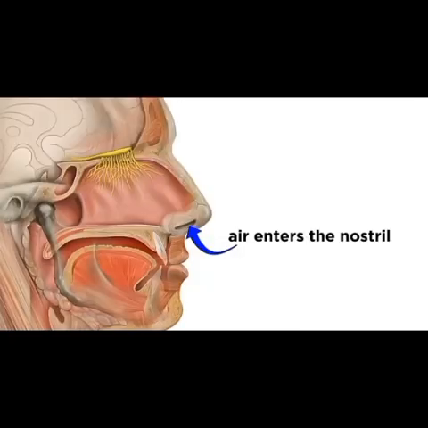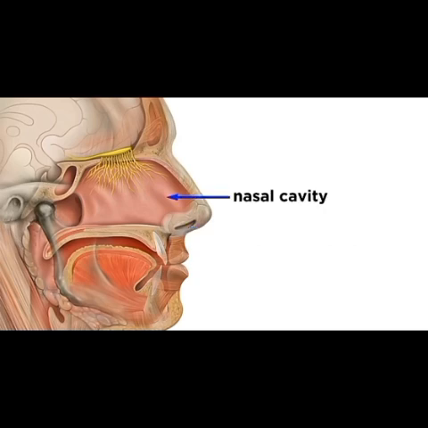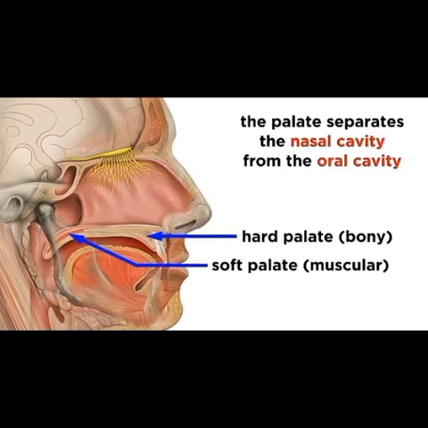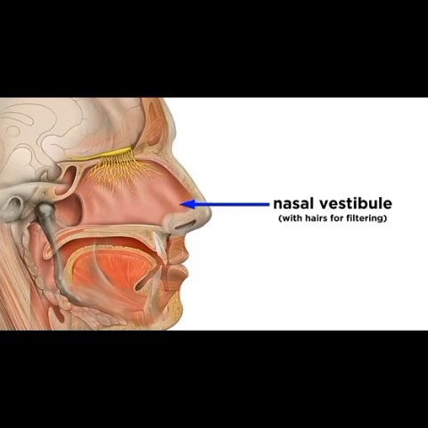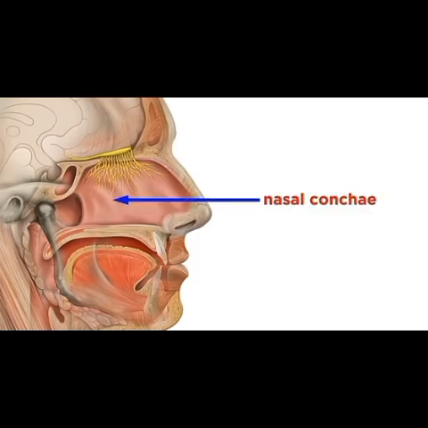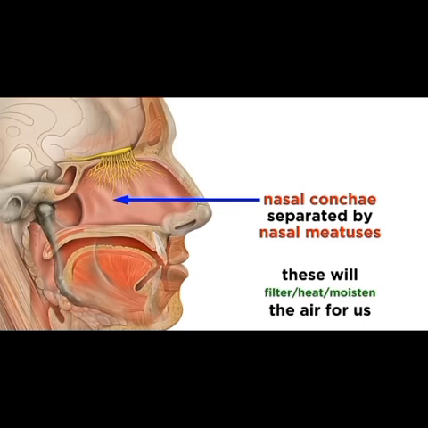Starting with the nose, we probably know that air enters through the nostrils, and since we've already touched on other structural aspects of the nose earlier in the series, we will jump straight to the nasal cavity. This is separated from the oral cavity by the palate, which has two sections, the bony hard palate and the muscular soft palate. We can also see the nasal vestibule with hairs for filtering, as well as three nasal conchae, which are mucosa-covered projections, separated by nasal meatuses. These serve to filter, heat, and moisten the air.